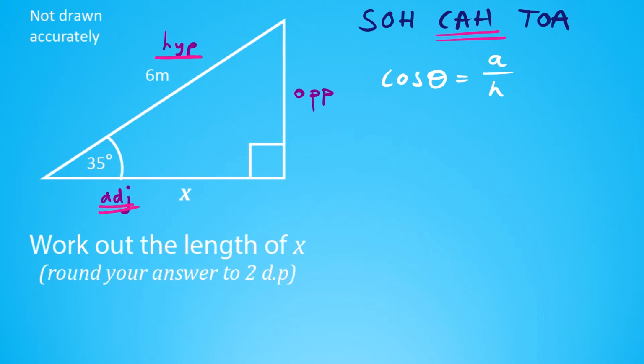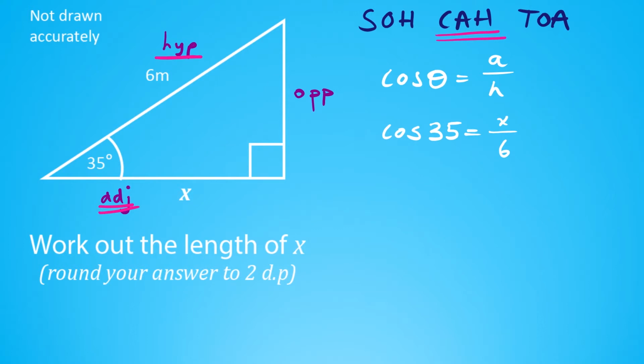Right, so that's that. Then I'm going to plug in the actual values that we've got. So we've got the angle is 35. Cos 35 is equal to, we don't know what the adjacent is, that is x. That's what we're trying to find out, and we know that the hypotenuse is 6. So we're getting close now.